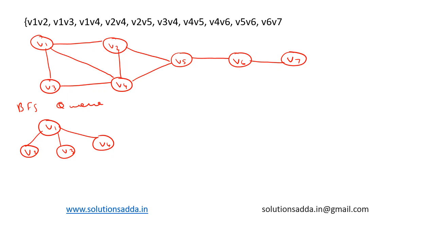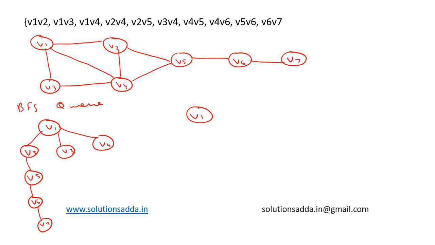Now assume V2 is the first which is pushed to the queue. Let's draw all the edges connected to V2. V2 is connected to V5. V2 is connected to V4, but we already have V4 here. V2 is also connected to V1, which we have here. After that V5 is connected to V6, so we draw V5 to V6, then V6 is connected to V7. Now all the nodes are visited. This is one traversal.